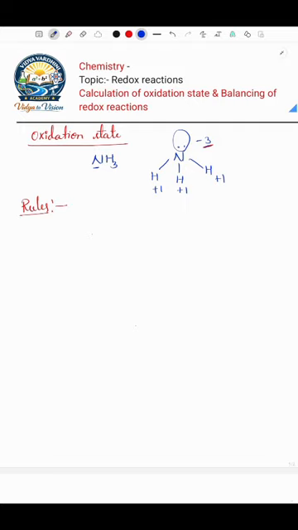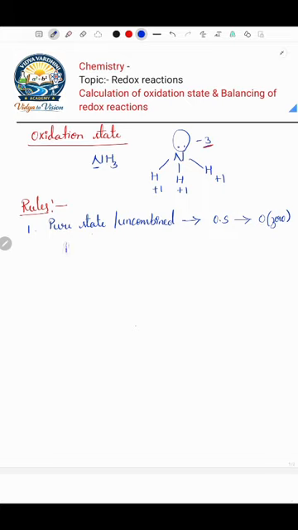Okay. In that, the first rule is, when any atom is present in its pure state, that is uncombined state, then its OS, oxidation state, okay, in short I am writing it as OS, is 0. The oxidation state of those pure state and uncombined state elements is 0. I would like to give some examples here.